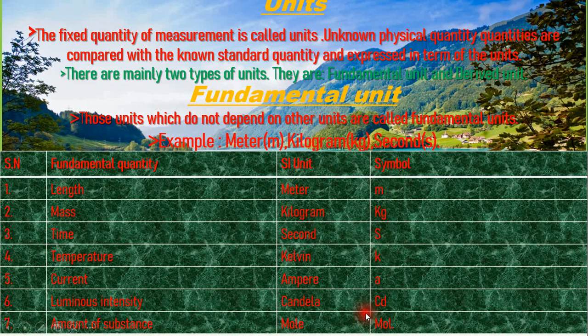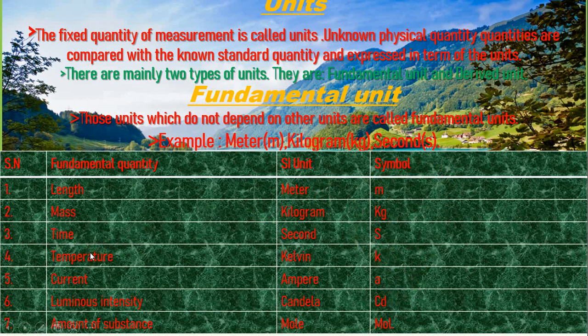For example, the SI unit of length is meter, SI unit of mass is kilogram, SI unit of time is second, SI unit of temperature is Kelvin, SI unit of current is ampere, SI unit of luminous intensity is candela, SI unit of amount of substance is mole. And m, kg, s, K, A, cd, mol, these all are the symbols of these units.